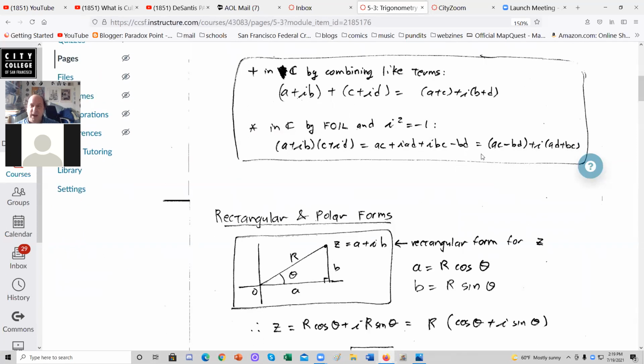Subtraction is much the same. a minus c plus i times b minus d. Complex multiplication is a little more complicated. I use the first, outer, inner, last rule, and i squared equals -1. So a plus ib times c plus id. First is a times c. Outer is a times id like this. Inner is i times b times c like this. Last is ib times id, but i squared equals -1, so you get minus bd. And you shuffle it around a bit to get ac minus bd plus i times ad plus bc.